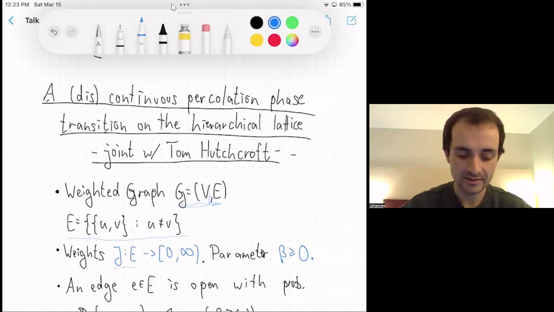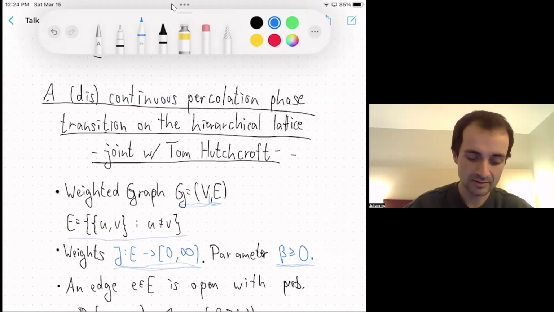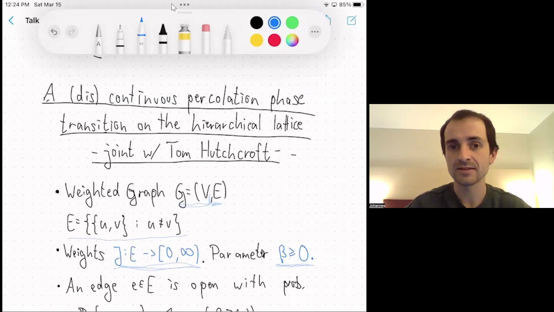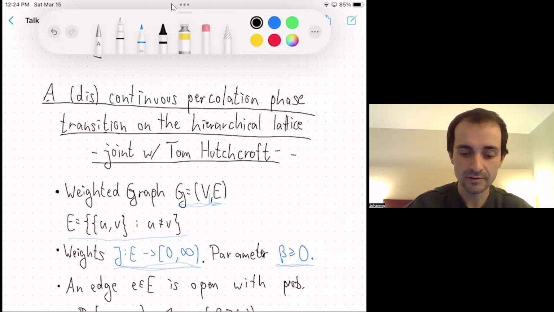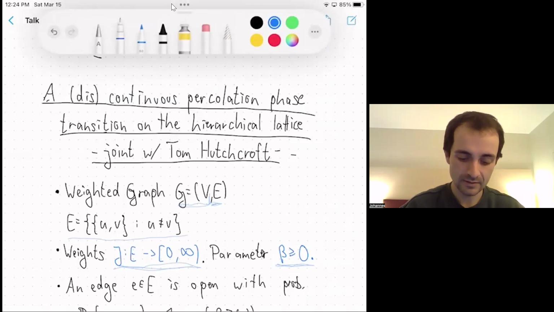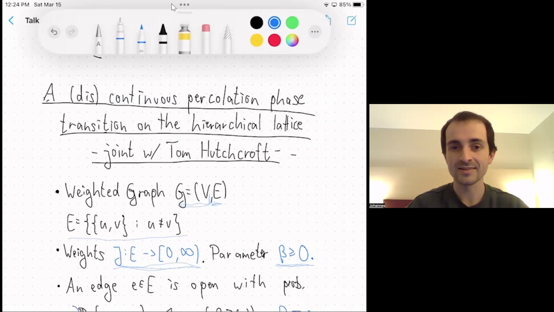I have a weight J that maps from E to [0, infinity), and a parameter beta, which is greater than or equal to 0. Now edges are open with probability 1 minus e to the minus beta times J of e. Note that this is approximately beta times J of e. It's just that this needs to be a probability, so choosing 1 minus e to the minus is a convenient choice to make sure that it's between 0 and 1.